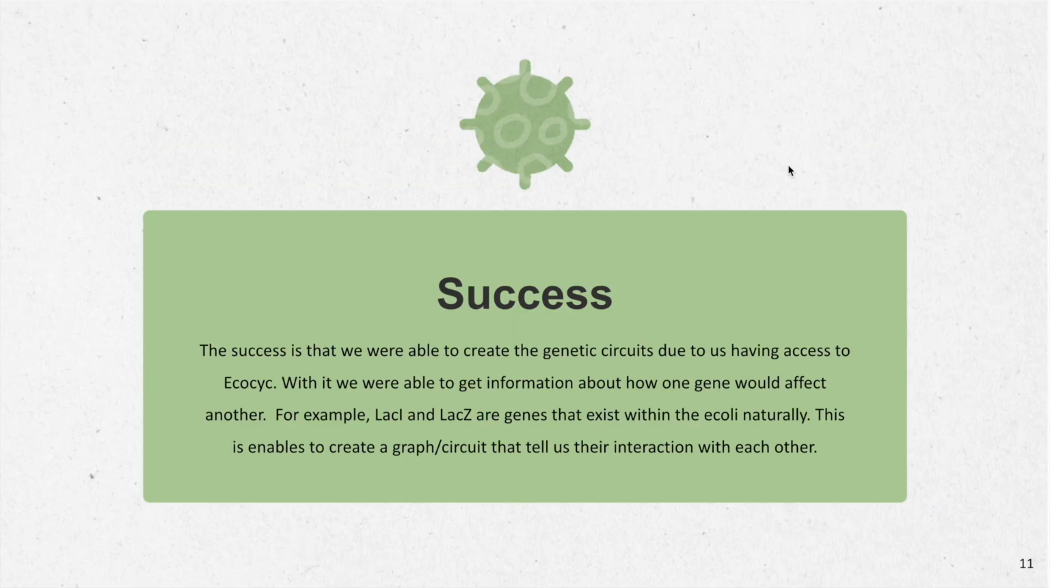We were able to create a visual diagram by using the EcoCyc database, which basically has tons of information about how E. coli genes interact with each other. And that's how we were able to generate the graph in the first place. For example, lacI and lacZ are common E. coli genes, and EcoCyc told us exactly how they affect each other. The graph will show you how lacI inhibits lacZ, which is true.